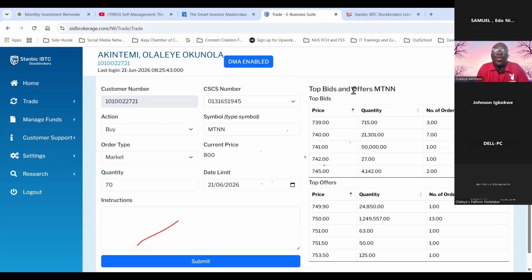Datamax is taking too long to update my record for my Seplat stock. I have Gitco, whose registrar is Datamax. Datamax is managing Gitco, NGX Group, and Seplat. So I already have Gitco stocks, which Datamax is managing.